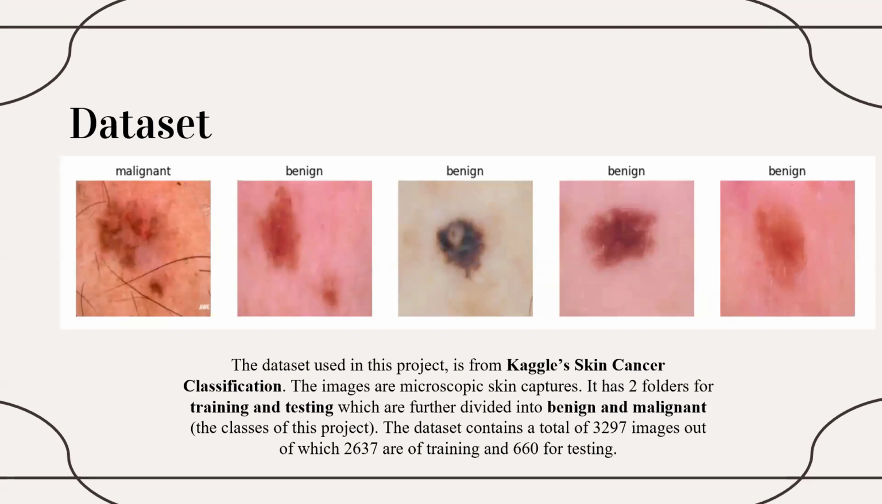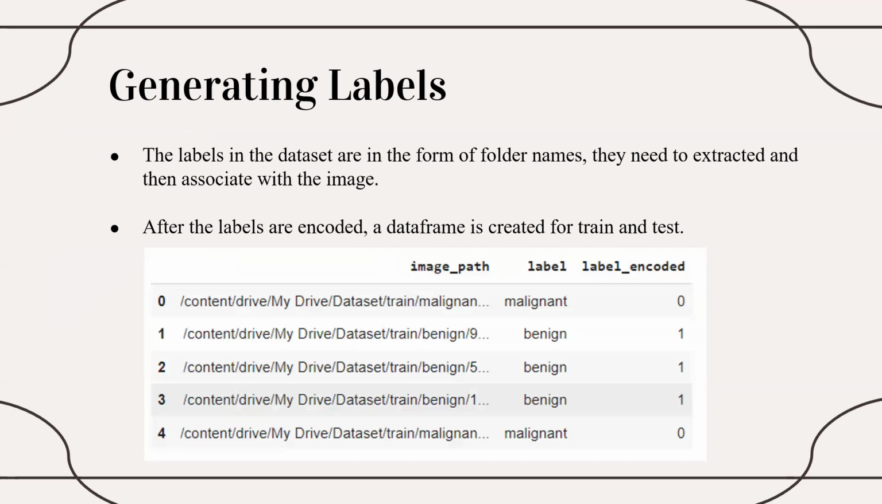Our dataset here is from Kaggle and consists of microscopic skin cell images which are either malignant or benign. And here is an example of how these skin cells look in our dataset. We have approximately 3,000 images for training and testing, and those have been divided into subfolders of benign and malignant. The images here do not have explicit labels and are in the form of subfolder names. So here we are performing label encoding.